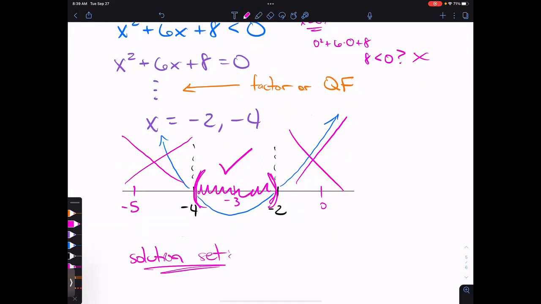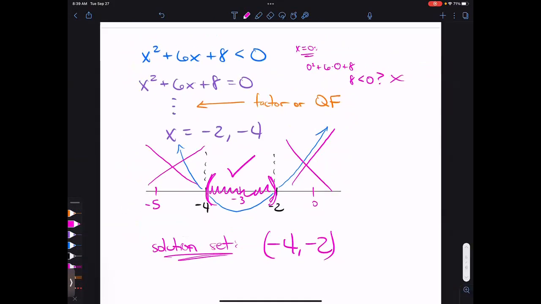Write that in interval notation. It's everything from -4 to -2. Open at both ends.